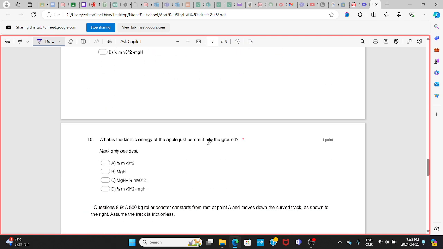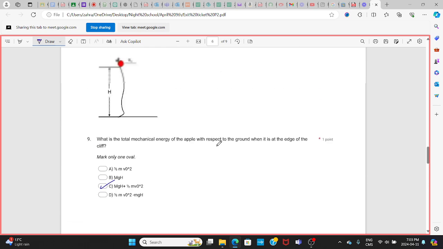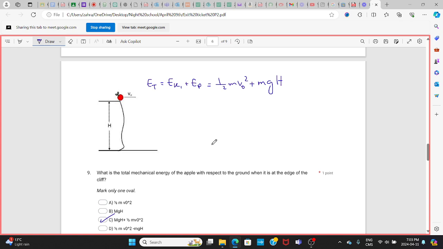What is the kinetic energy of the apple just before it hit the ground? Okay, kinetic energy, right? So again, when it hit the ground, we do have kinetic energy, which is half mv². And we have what? Potential energy is 0.